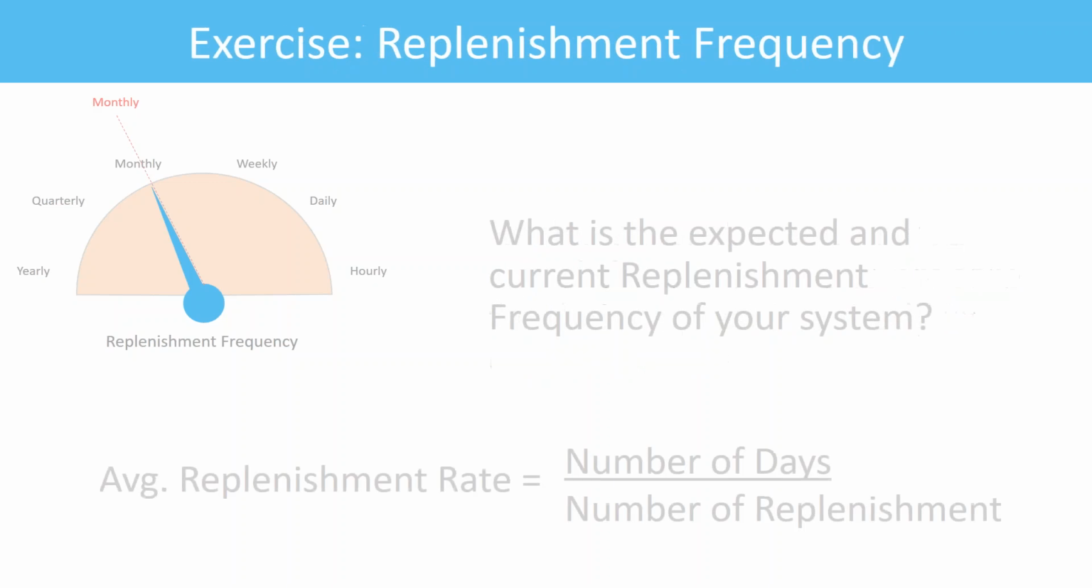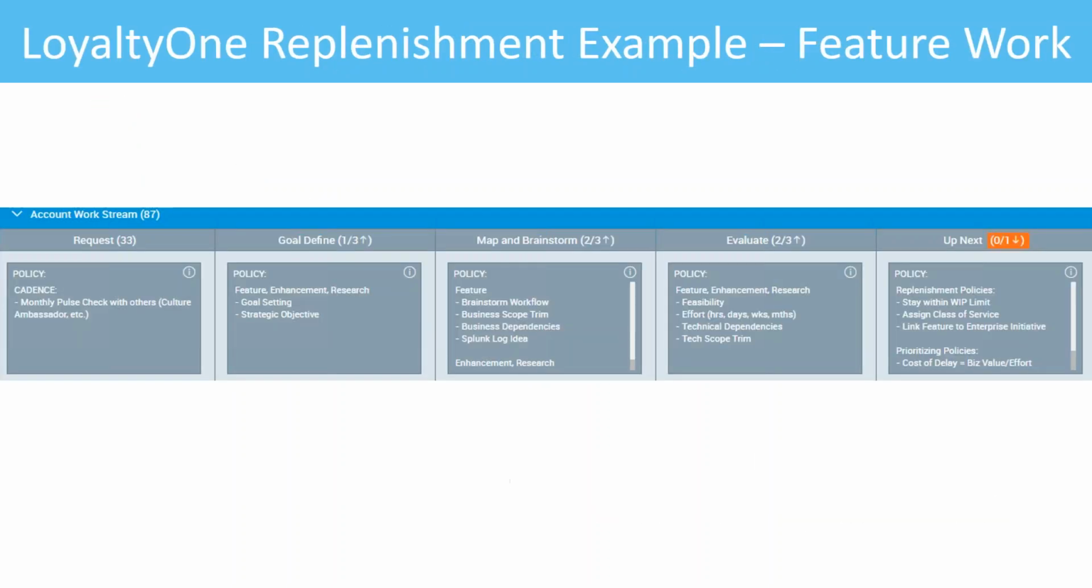How about in Loyalty One? In Loyalty One, we have process mapping. We have mapped out our value stream. And this is currently our discovery Kanban. We go through requests, goal define, mapping and brainstorming, evaluate, and finally it will go into the column called up next. And once it passes the up next column, that's our commitment line to tell our customer, hey, this is when we're committing to do your work.